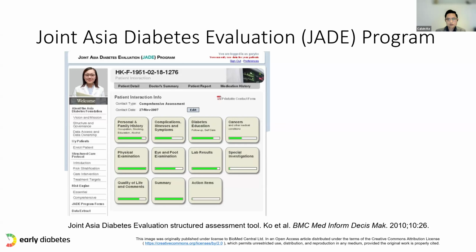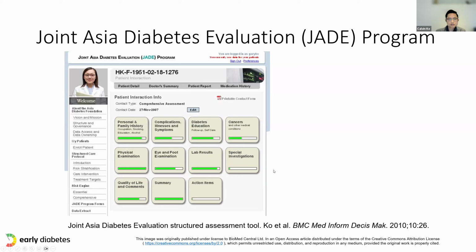And I'll show you what that digitized version looks like. So this is from a publication describing the system. It was published in 2010. And so it's a web portal, and there are many different aspects of the assessment. So there's information that's collected on things like personal and family history, complications, what type of education they've had, what type of follow-up, self-care, other relevant medical conditions, physical exam, eye and foot examination.